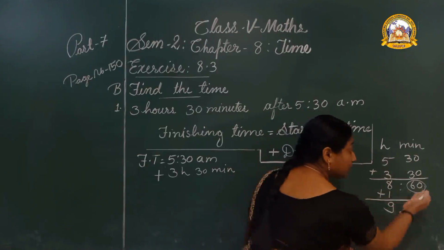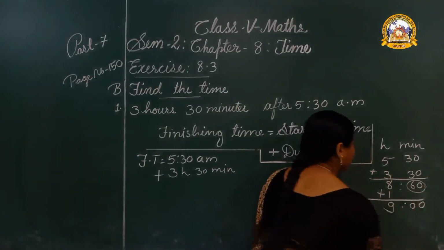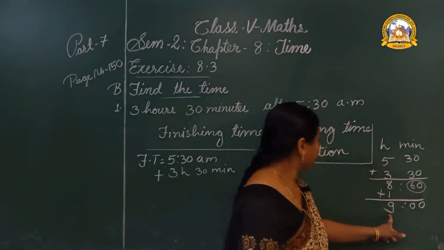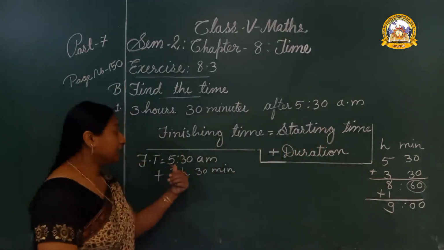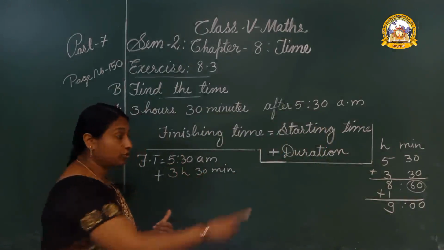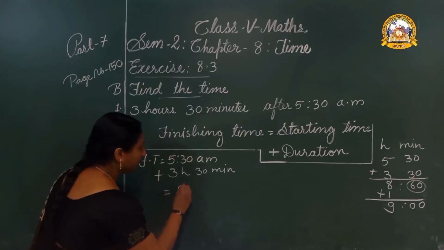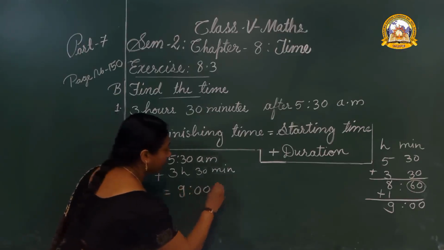Then now is there any minutes? No, only 0 0. So let us say 9:00 a.m. 5:30 a.m. plus 3 hours 30 minutes is equal to 9:00 a.m. Okay, answer is 9:00 a.m.